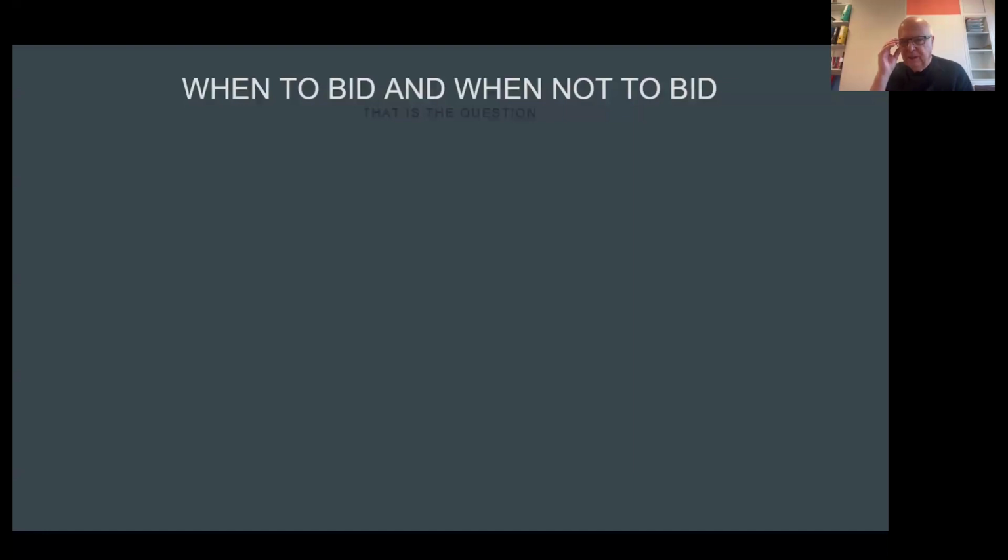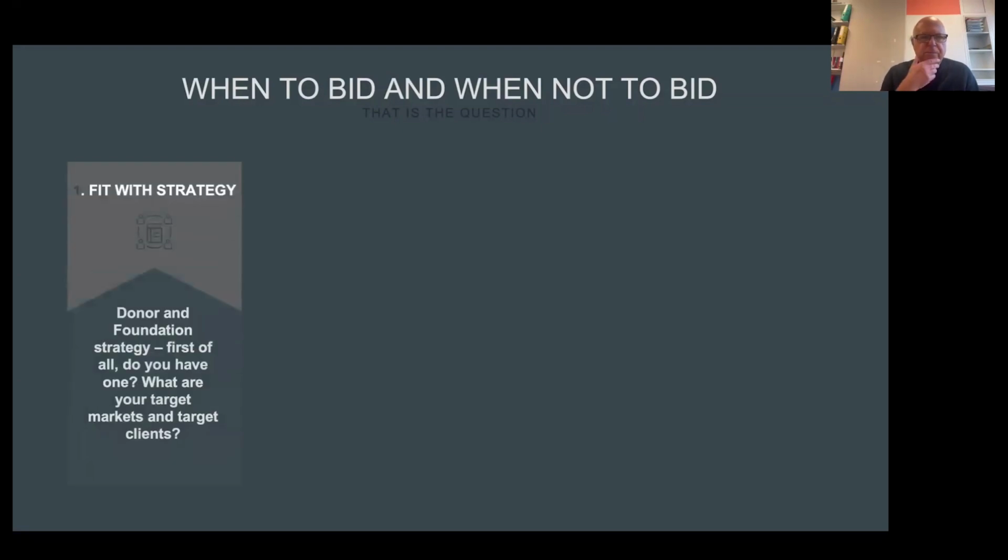But there are some questions. There are some issues to think about when to bid and when not to bid. So with donors and foundations, first of all, do you have a strategy? Do you have a plan of who you want to work with? Does the plan fit with your plan, either as a country or as a region? So the first thing is, does it fit with your plan, with your strategy?